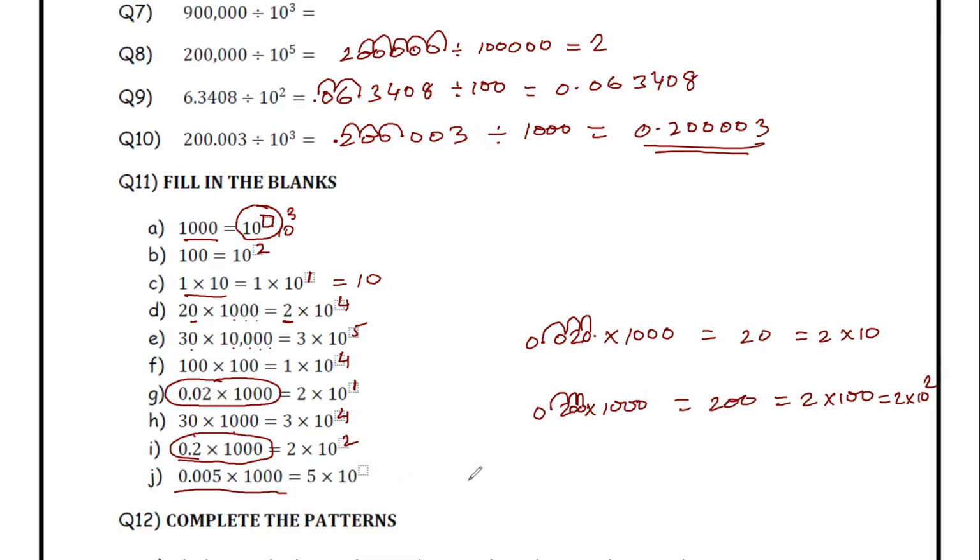And then that one is basically 5, right? So 0.005 into 1,000 is 5. So that's 1, 2, and 3. So it's 5. And 5 can be written as 5 into 1. And that 1 can be written as 10 to the power 0. Remember, 10 to the power 0 is 1. So that'll be 0. A tricky question asked in the end.